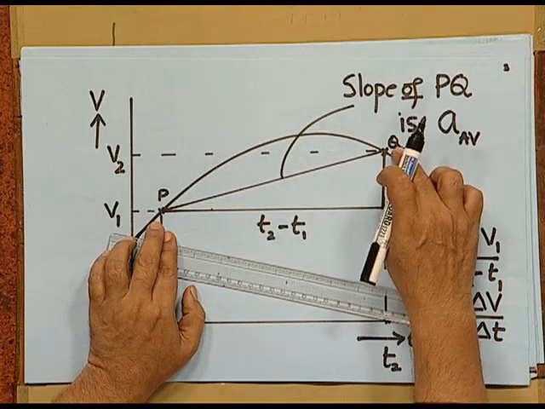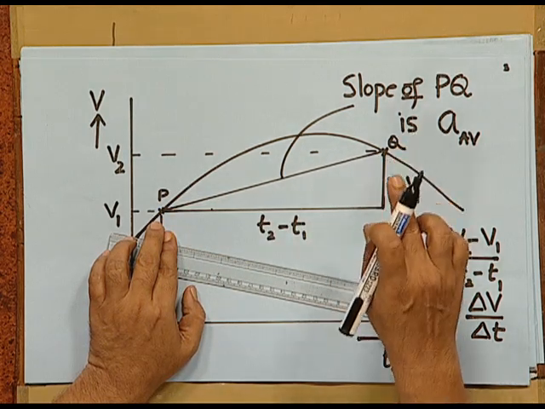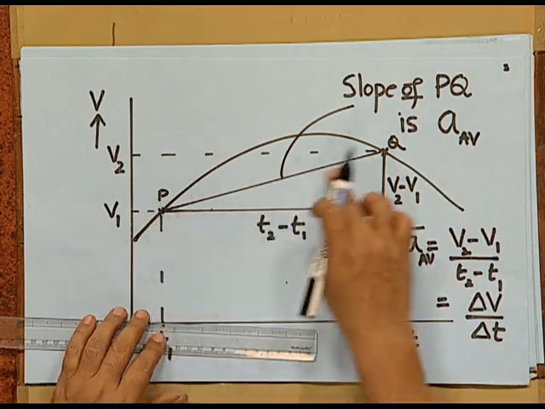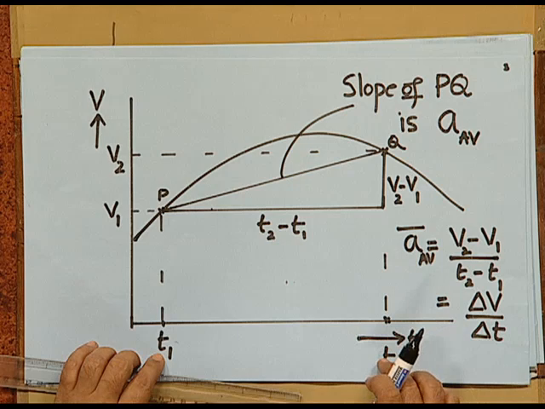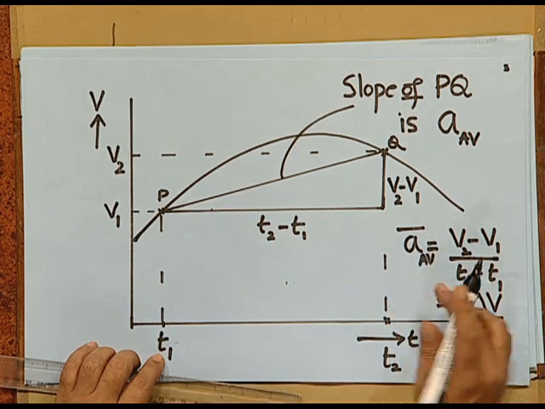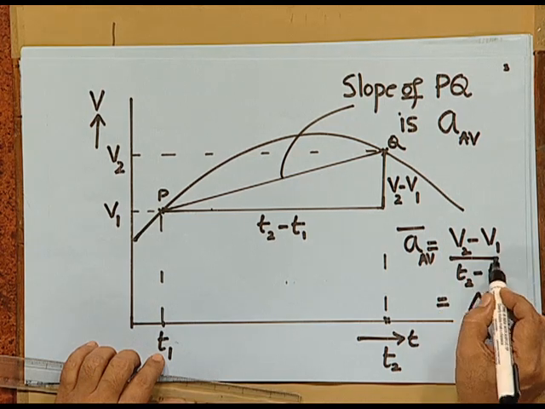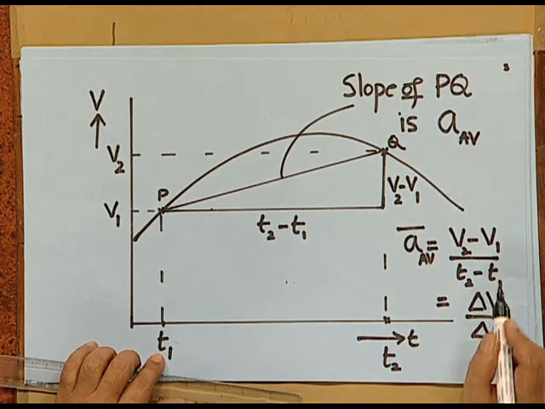The slope of this line pq is called the average acceleration. Average acceleration in the interval time t1 to t2 is defined as change in velocity, that is v2 minus v1, divided by t2 minus t1, which is represented as delta v by delta t. So, the average acceleration in the interval is defined as delta v by delta t in the interval t1 to t2.